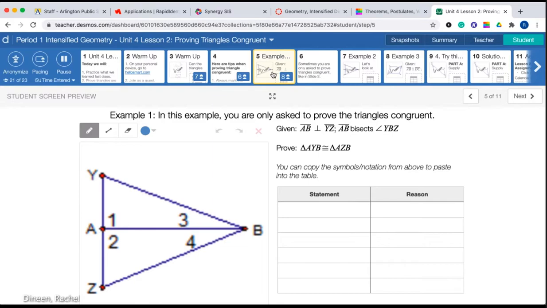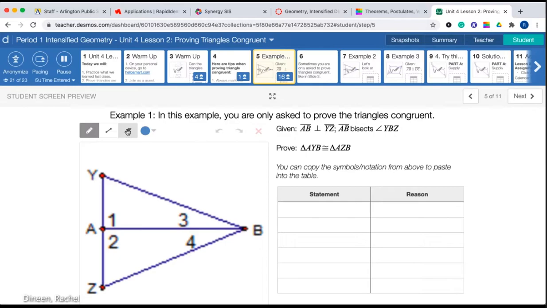Let's do example 1. So in this example, you are only asked to prove the triangles congruent. So first, we are going to mark what we're given. We're going to come up with a plan, and then we are going to start our proof. You can copy and paste the symbol notations from above if that makes writing the proof easier.